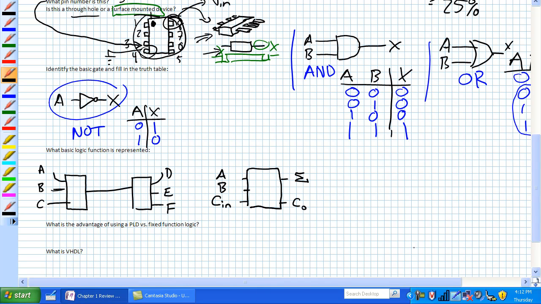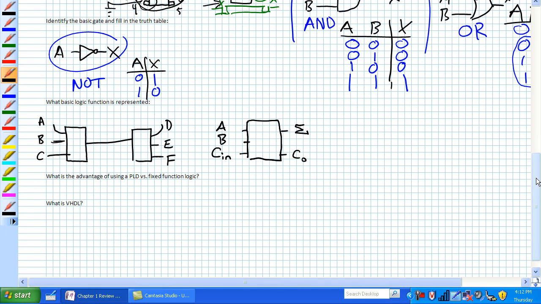Okay, so there are 2 simple basic logic functions. What do you think they are? What do you think this guy is over here on the left? Well, it looks like there's 3 systems, 1, 2, 3, talking to 3 other systems on this side. There's a single line in between right here. So that is a multiplexer.